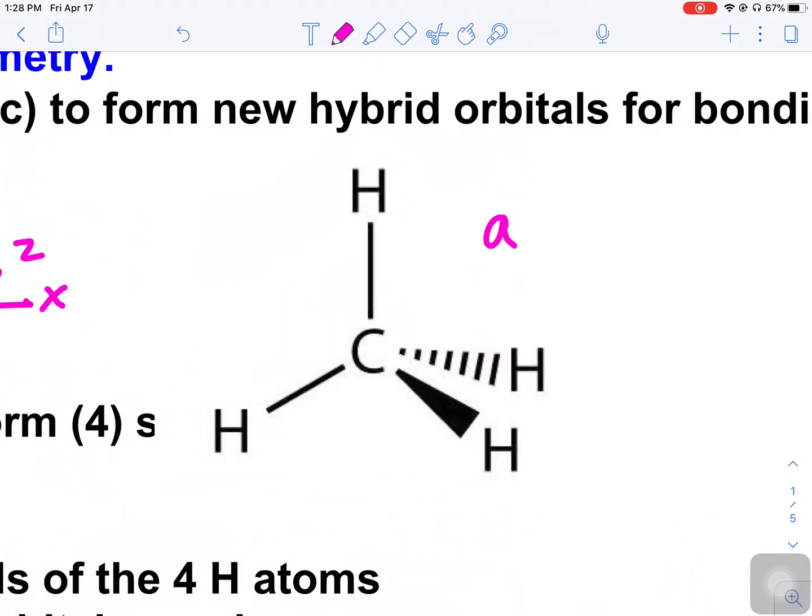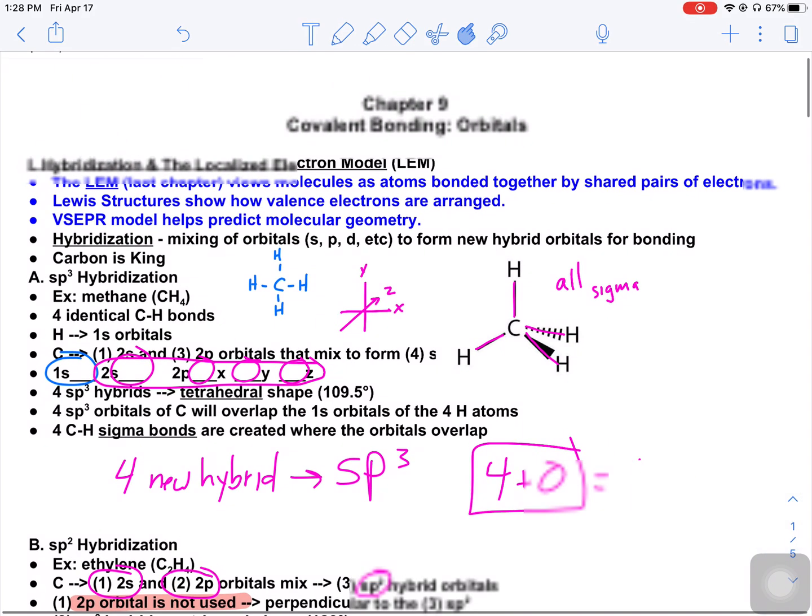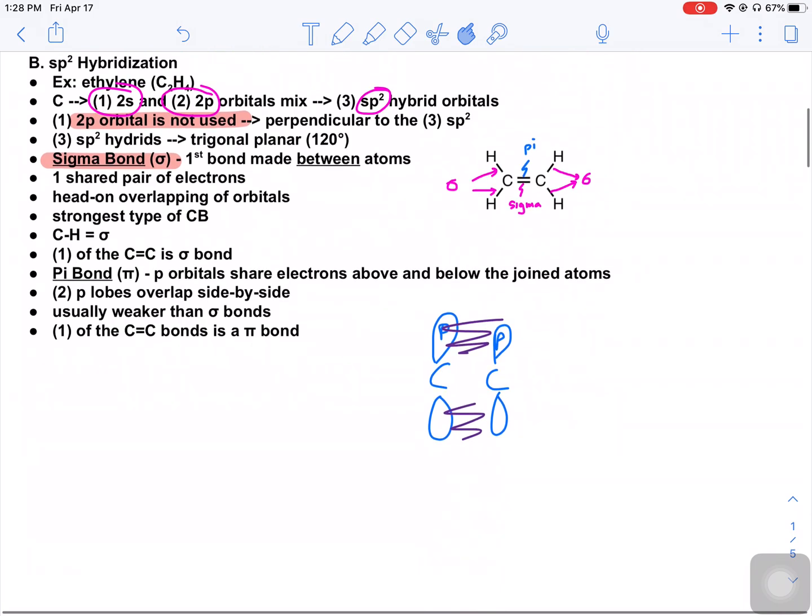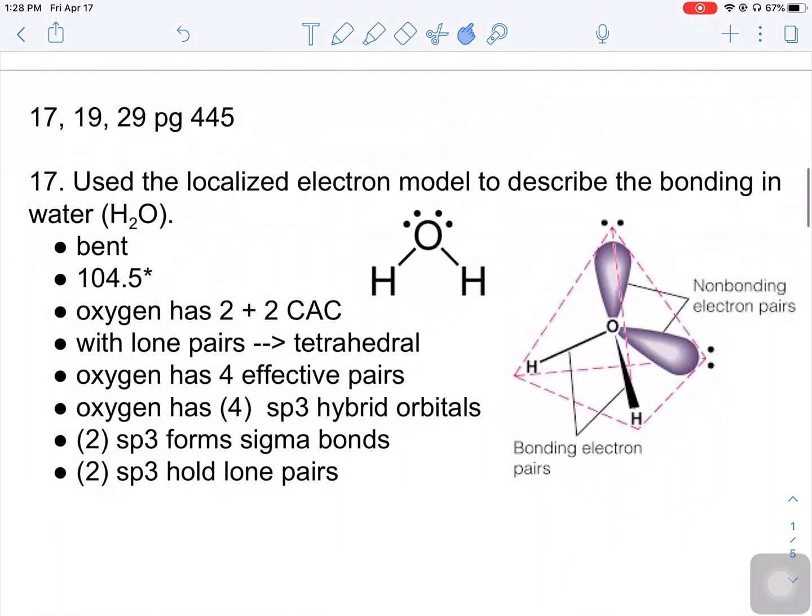Let's go back and look at methane again. These are all going to be sigma bonds. Okay, so we've got a sigma bond here, a sigma bond there, a sigma bond there, and a sigma bond there. So all of these bonds are sigma bonds, okay? All right, I know you guys are a little bit confused, but let's go ahead and look at some of the homework that I probably would have assigned.